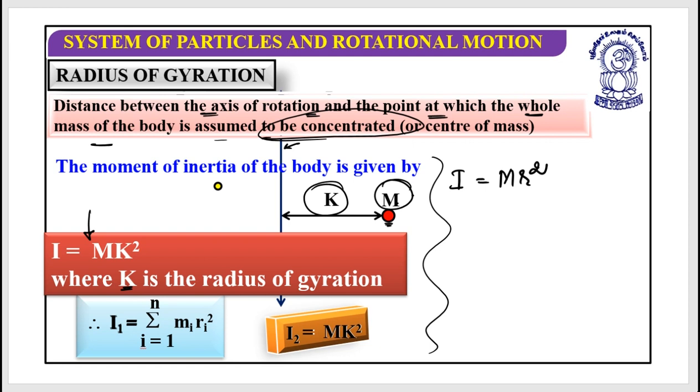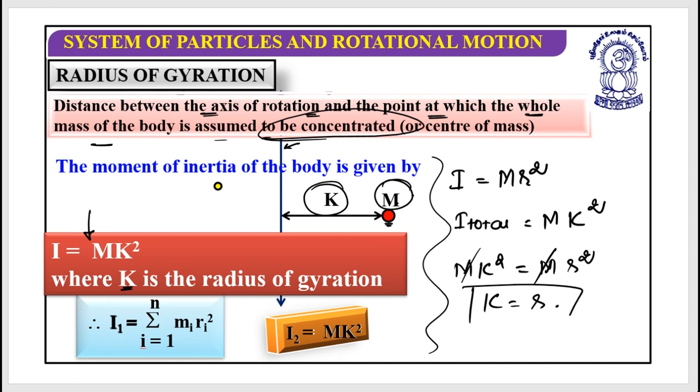Of this system, what I need to do is compare my total moment of inertia with m into k square. Yes, it is as simple as that. So in this case, this mk square could be equal to mr square. So in this situation, k would be equal to r, and that's it. You did it. Great job. I hope this is clear.